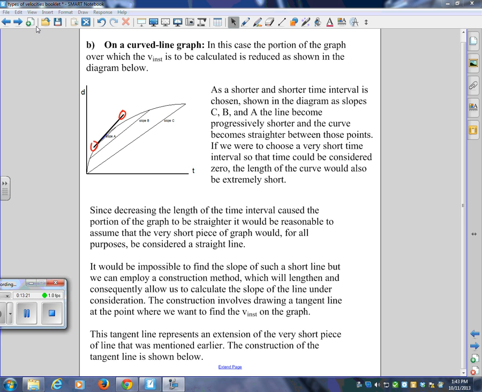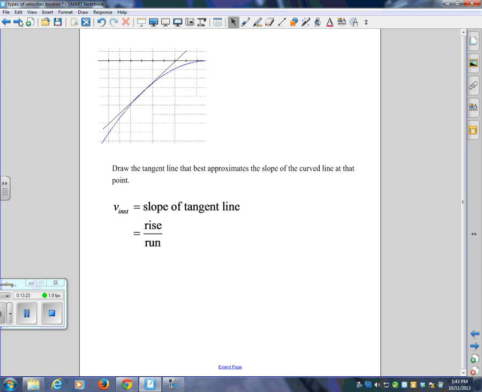It's actually up here. Oh, I guess it is there as well.